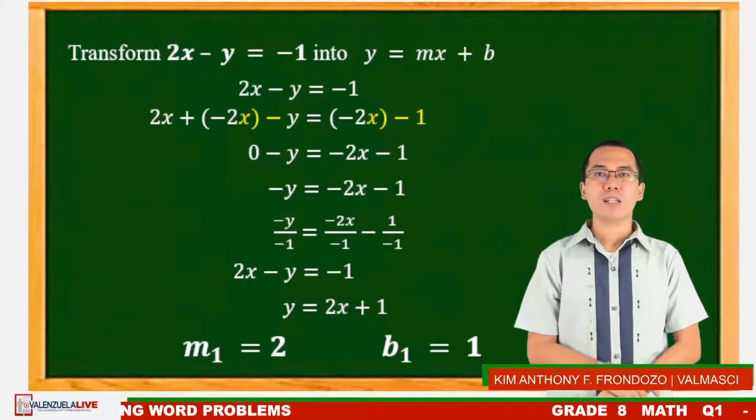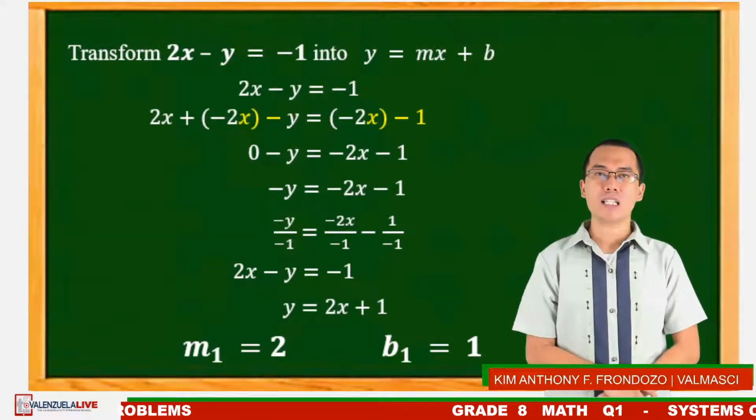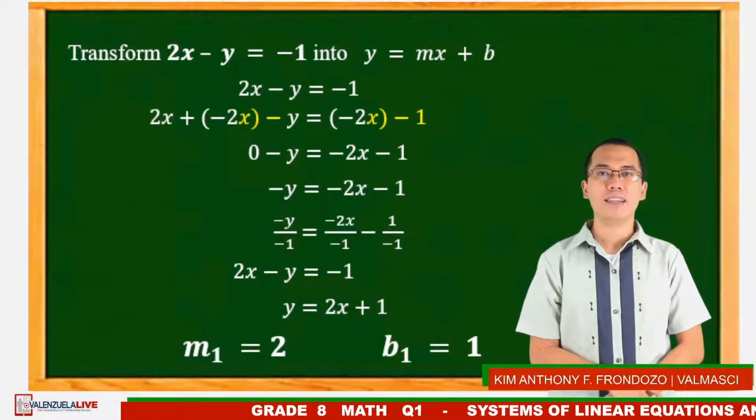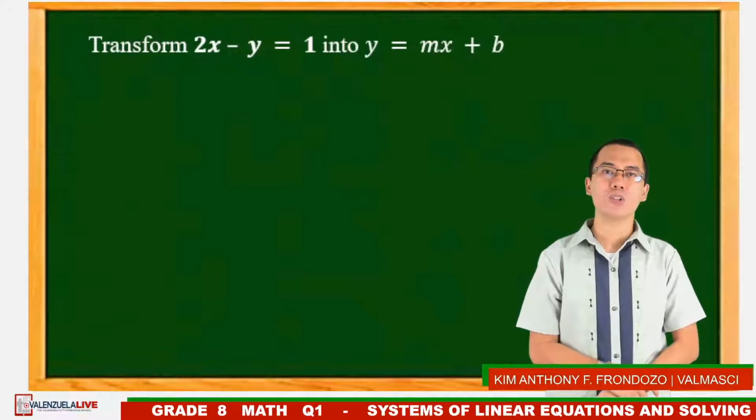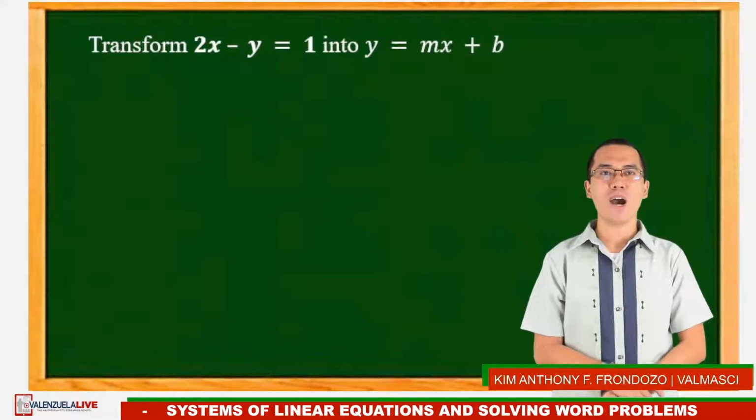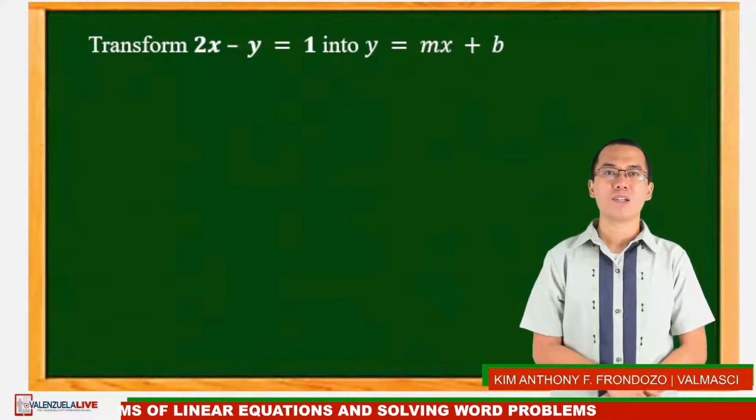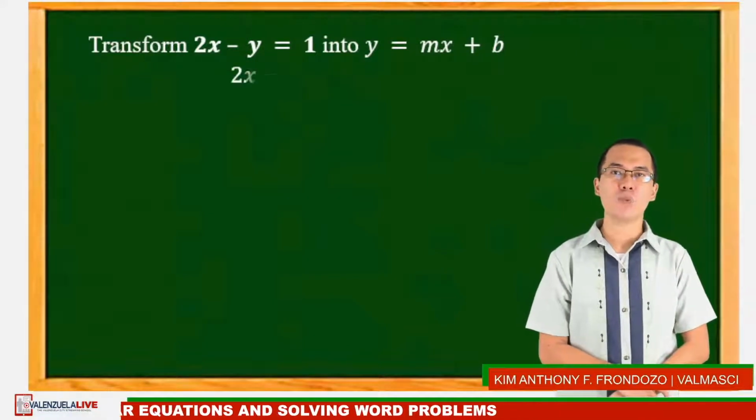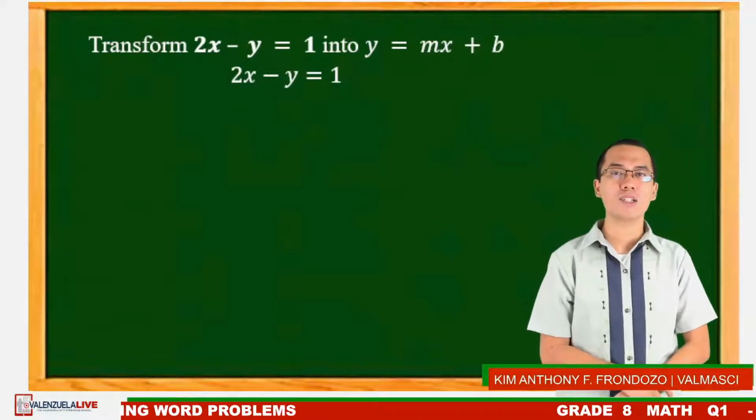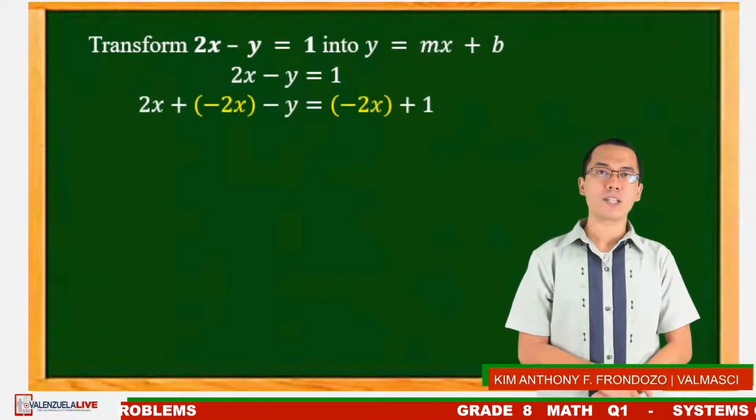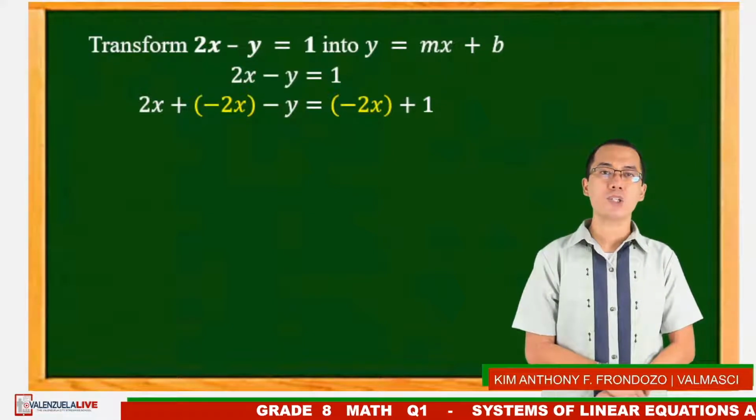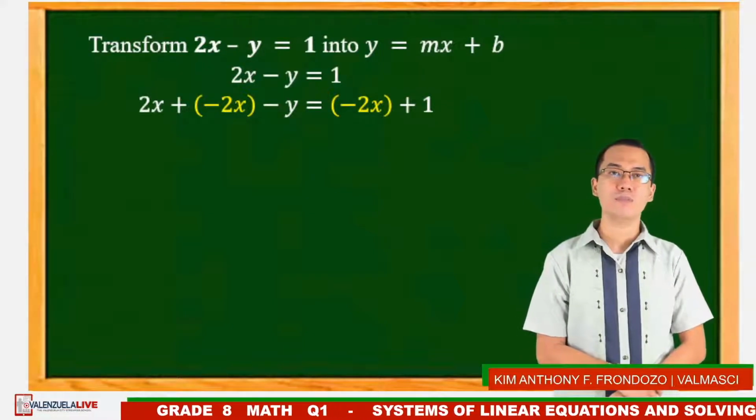So we'll have our slope m sub 1 is equal to 2 and y-intercept b sub 1 is equal to 1. Now, let us transform the second equation, 2x minus y equals 1, into slope-intercept form, y equals mx plus b. So we'll have 2x minus y equals 1. Then by addition property of equality, we add both sides of the equation negative 2x to eliminate 2x on the left-hand side of the equation. So we'll have 0 minus y equals negative 2x plus 1.